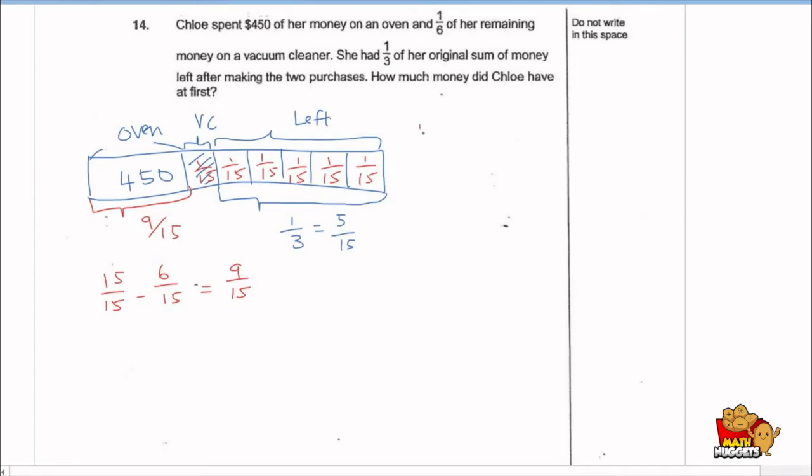So we know that 9 units is $450. So we need to find out 1 unit, which is 450 divided by 9, which is 50. So the question wants us to find how much did she have at first. At first would be the entire thing, which is 15 out of 15, which is 15 units. 50 times 15. $750.